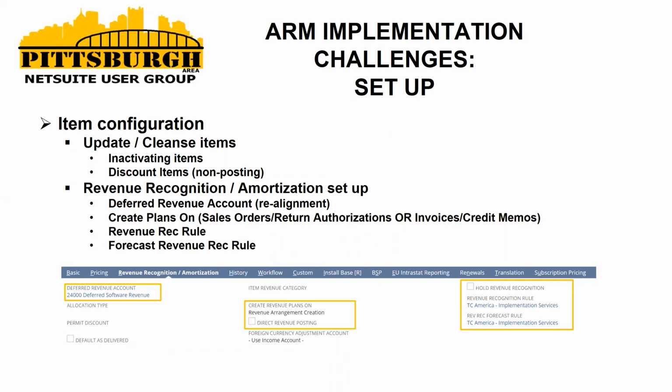Discount items, this was a big one for us. We had originally had these as posting items on the financial statements. For ARM to work with the allocations, your discount items have to be a non-posting transaction. That's just a quick little checkbox on the discount item in NetSuite when you set it up, and it now allocates into the price.